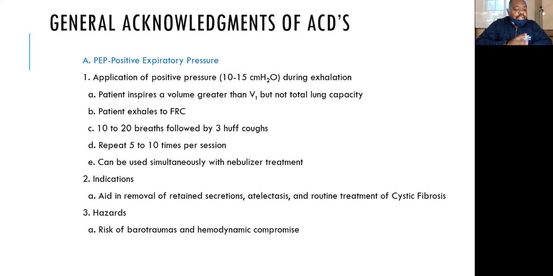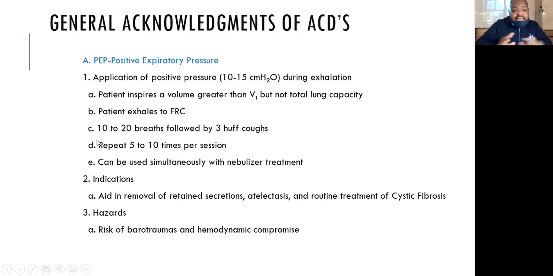Now, how many times do they do it? 10 to 20 times followed by 3 huff coughs. So they take the PEP device, which you'll see in lab, take a deep breath in, and then blow out to FRC. You don't have to force it. Just blow out to FRC, right? And do that 10 to 20 times, and then you tell them to huff cough, like that. That gets that stuff out from the lower airways, okay?